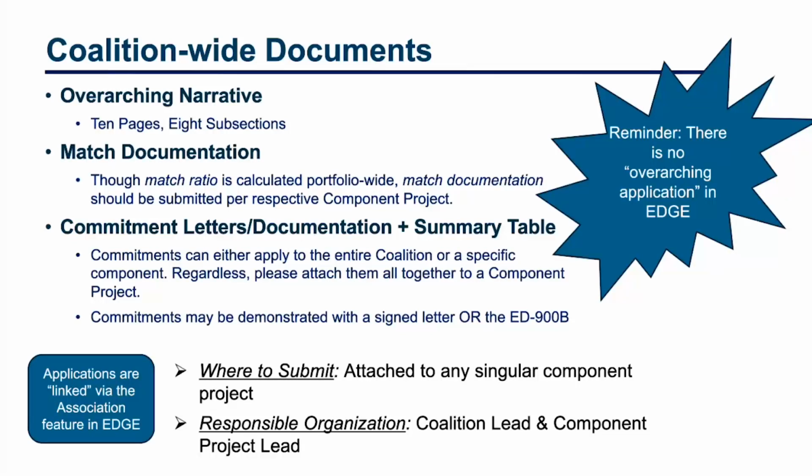Responsible organizations here are the coalition lead. That's their job to write the overarching narrative and make sure all these things are met. And the component lead will need to help partner, if it's different from the coalition lead, to make sure those documents are uploaded correctly. I do want to note here, since there is no coalition or overarching application in Edge, that your applications will be linked together on the back end via a function in Edge called the association feature. We're going to talk about that later in this presentation.